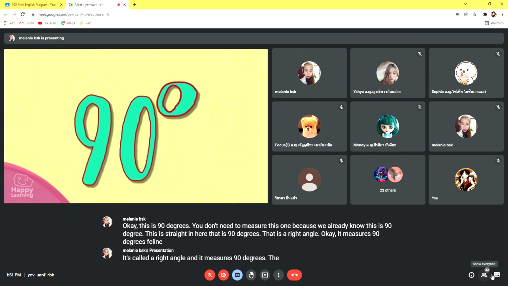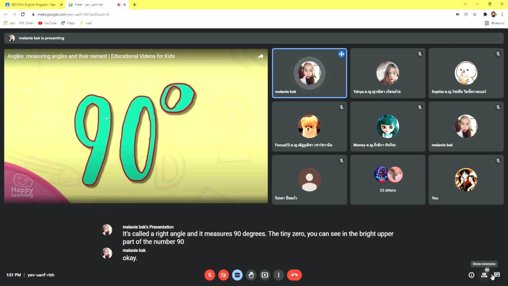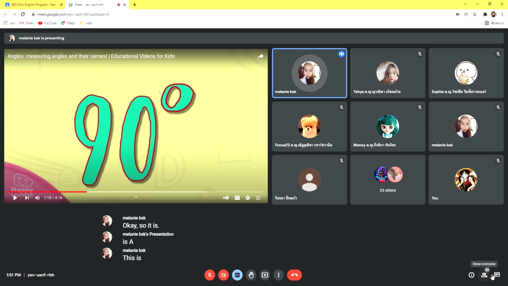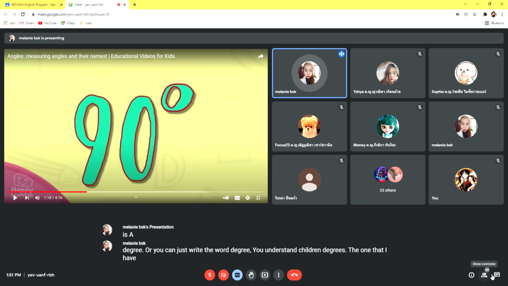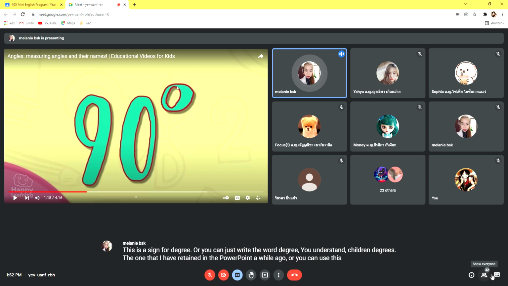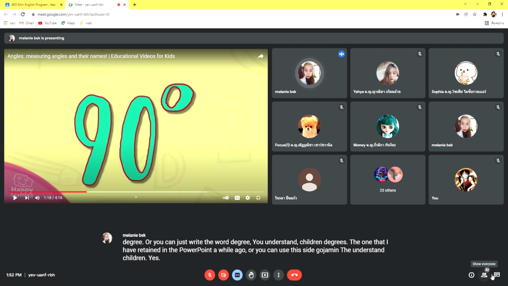The tiny zero you can see in the right upper part of the number 90, okay, so this is a sign for degree, or you can just write the word degree. You understand, children? Degree is the one that I have written in the PowerPoint a while ago, or you can use this sign. Do you understand, children? Yes. Yes, okay. This one is 90 degrees. This symbol is read as 90 degrees.